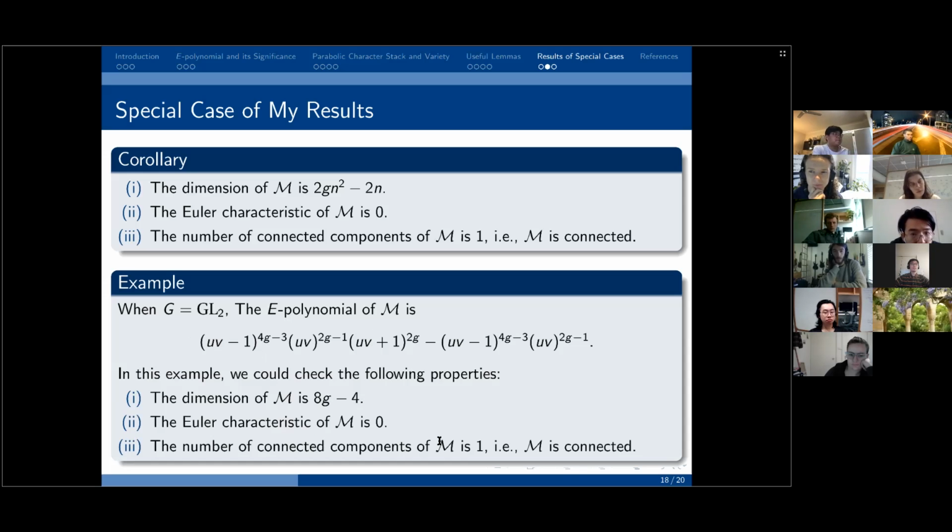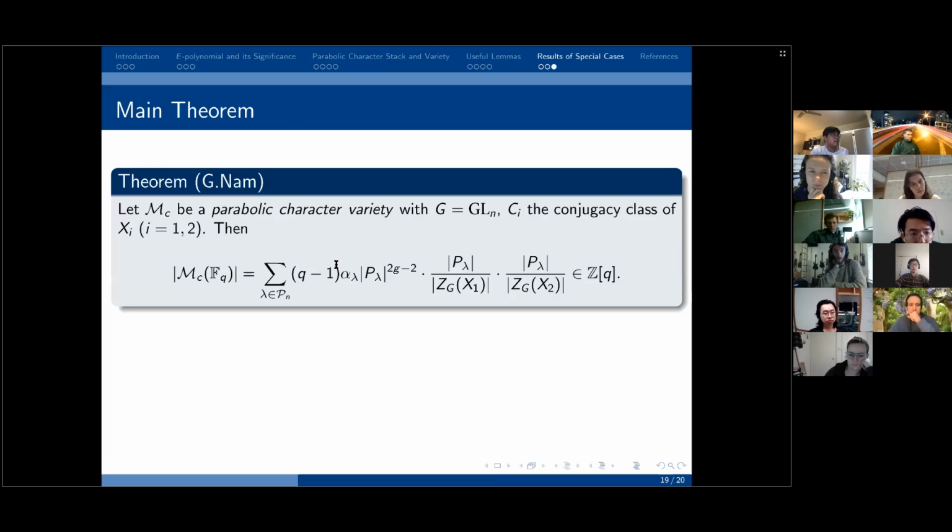Until now, we have seen some results on parabolic character stacks. And here, we'll consider the parabolic character variety instead of the stack. And as far as I know, computing the character formula for the character variety is a little bit hard. But we can do that. We can get such a very simple result due to the generic condition.